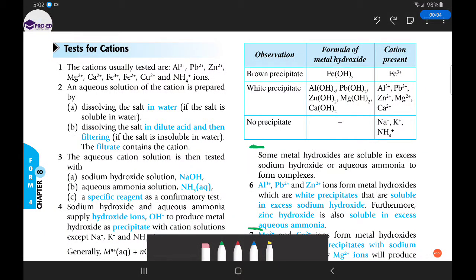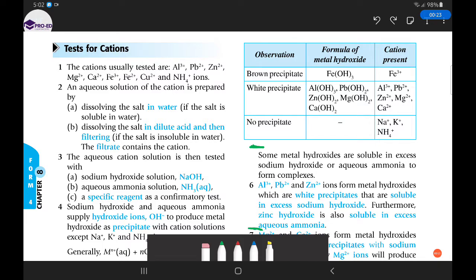Okay, welcome to the third and final video for this section on salts. This is the last section where we are going to do the final tests for cations. We're also going to do a slight revision for anions at the end of this.